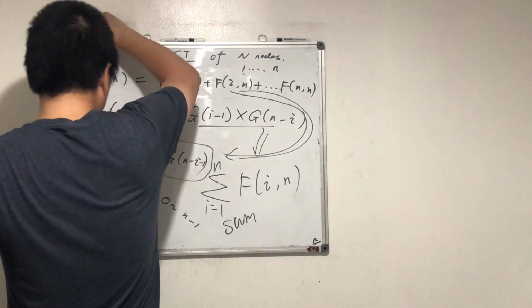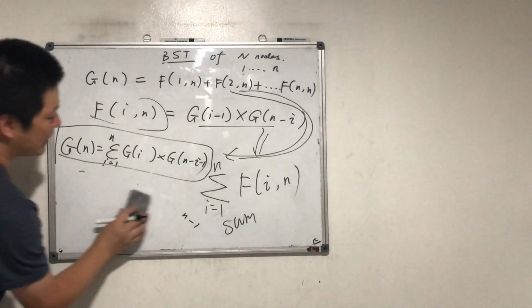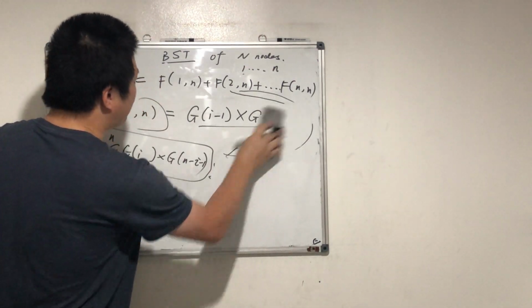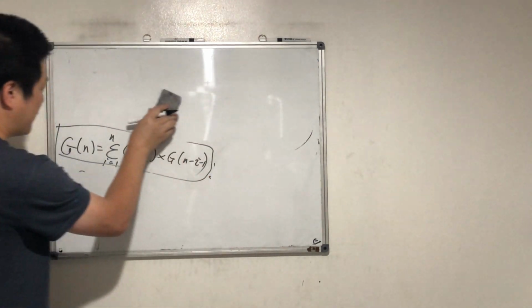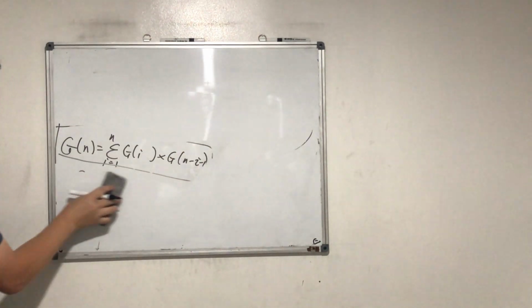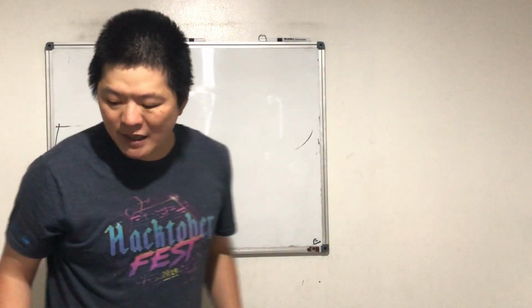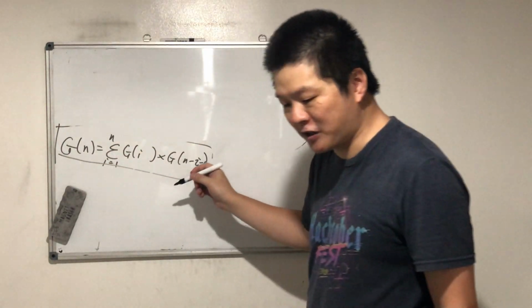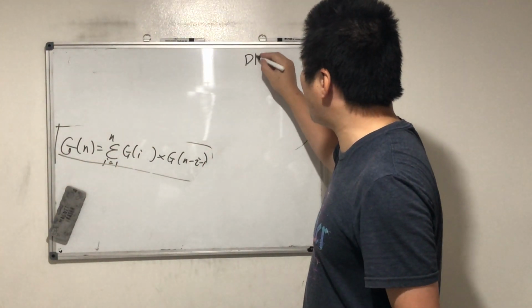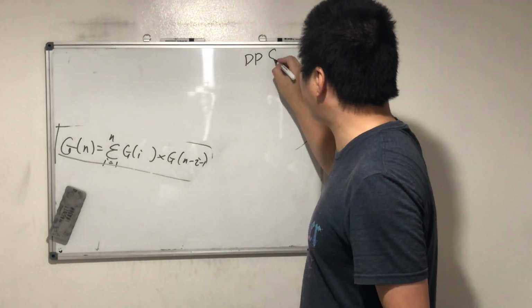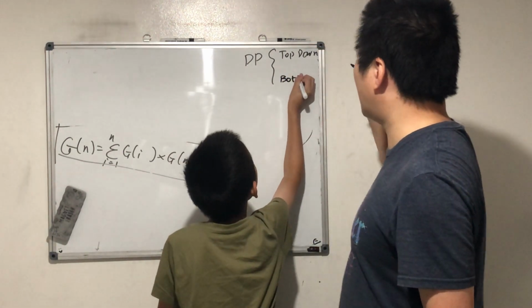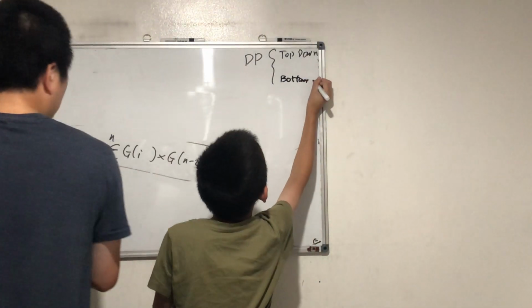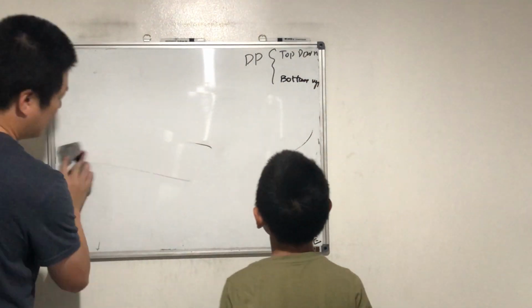Okay. So we can implement this function using dynamic programming. How many ways can we implement this function? How many ways can we implement the dynamic programming function? Two. What are those? Top down and bottom up. We're using cache on top down.